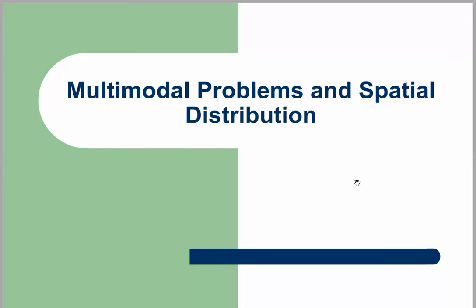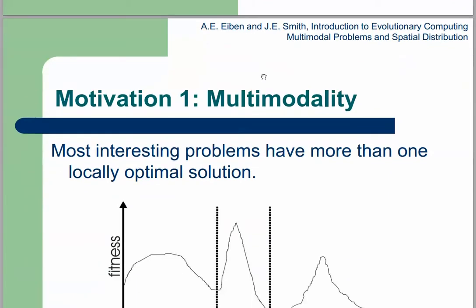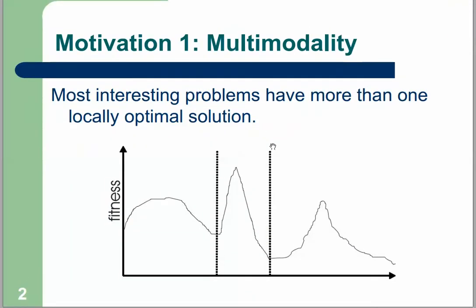In this section we want to explain about the multimodal problems and spatial distribution. Multimodal problems are special problems in EA where we want to find the best solution, but we have some very good solutions near the best or global solution.